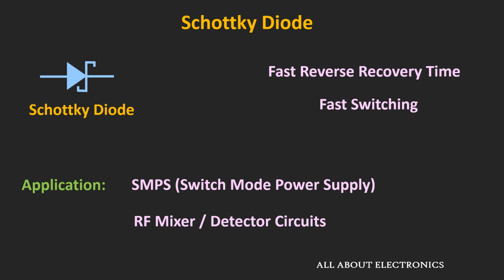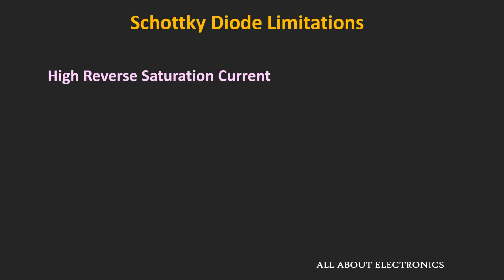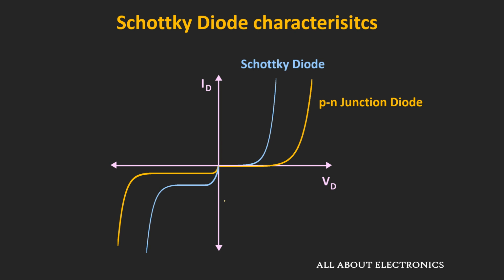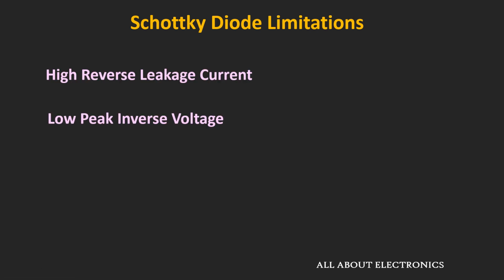But these diodes also have some limitations. The first limitation is that the reverse leakage current of the Schottky diode is higher compared to the normal diodes, and it is also evident from the VI characteristic of this Schottky diode. As you can see, for the Schottky diode in the reverse direction, the leakage current is higher than the normal diode. Apart from that, the breakdown voltage of the Schottky diode is also less compared to the PN junction diodes. Or in other words, we can say that the peak inverse voltage of the Schottky diode is also less compared to the normal diodes.